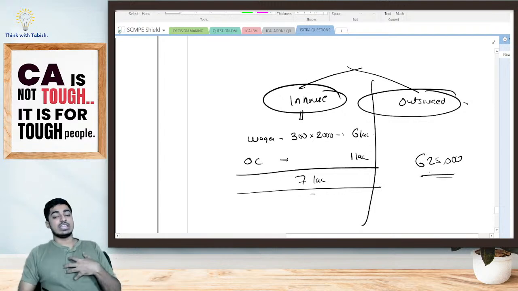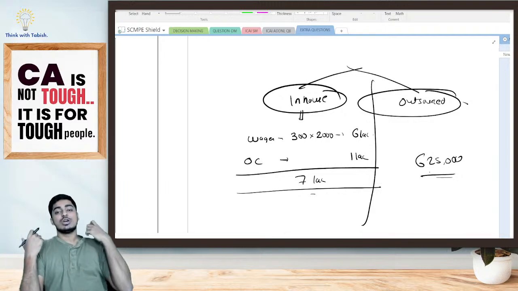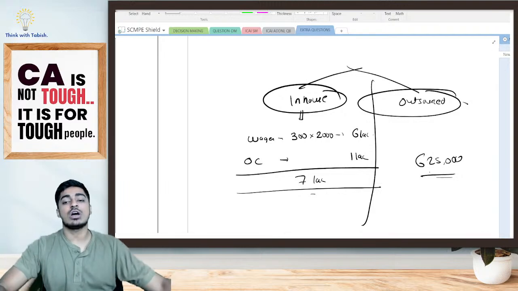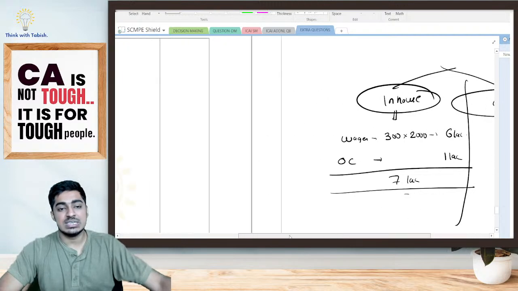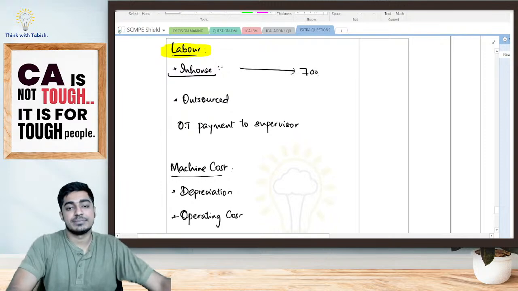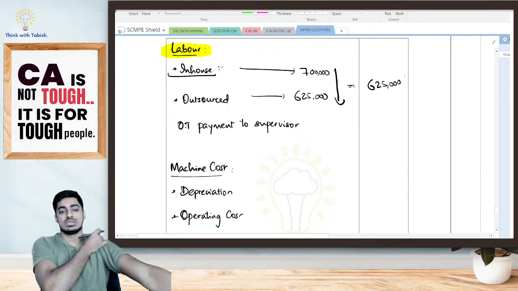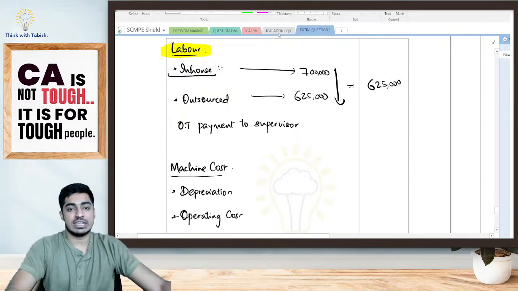Which one do we choose? If we get it done in-house, 7 lakh we have to spend. Outsourcing, 6,25,000 only. We are going to choose outsourcing because it is cheaper. Whichever is lower, that is 6,25,000, is what we are going to choose. Is it clear, students? Next, what is given?